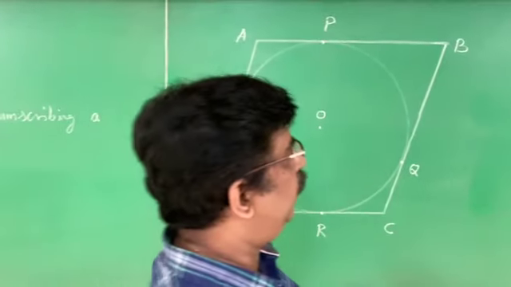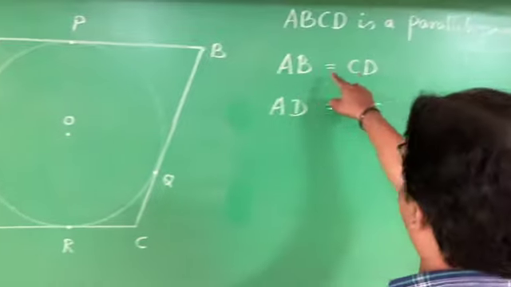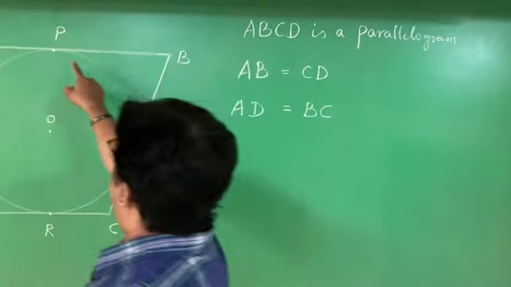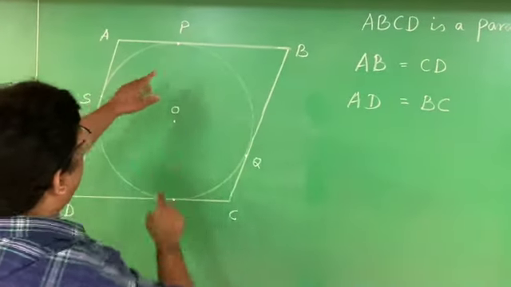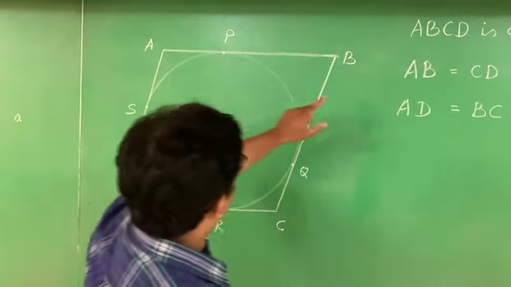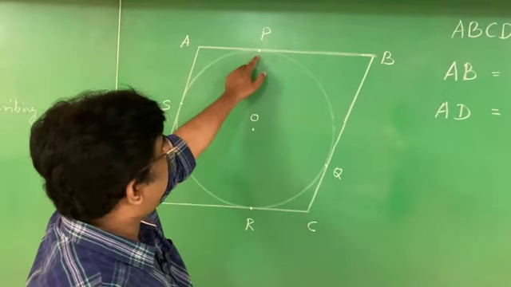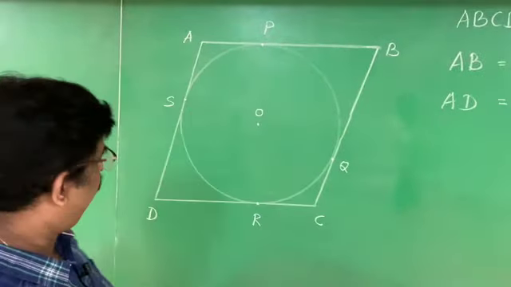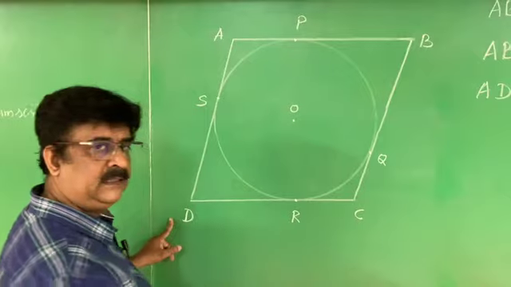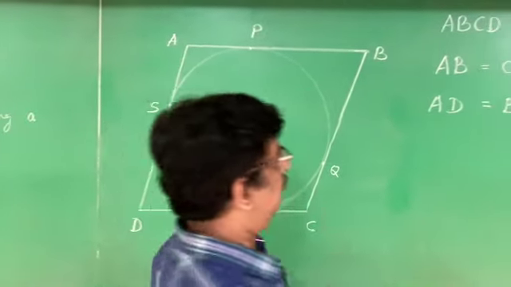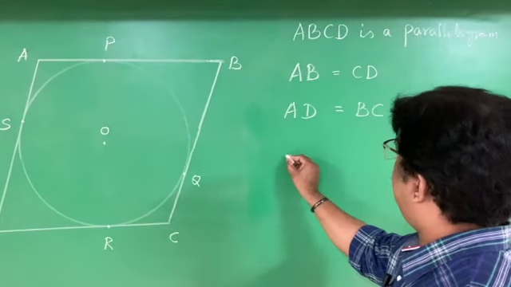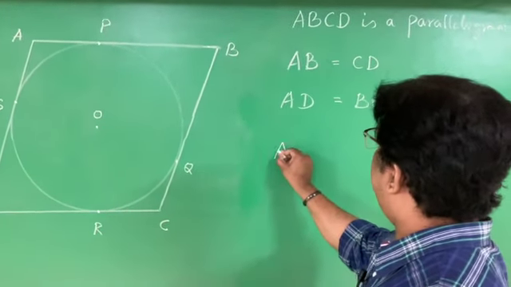Now, what I do is AB is equal to CD. AB has a point of division at P. See, AB can be written as AP plus BP. In the same way, CD can be written as CR and DR. Now I write: AB is nothing but AP.